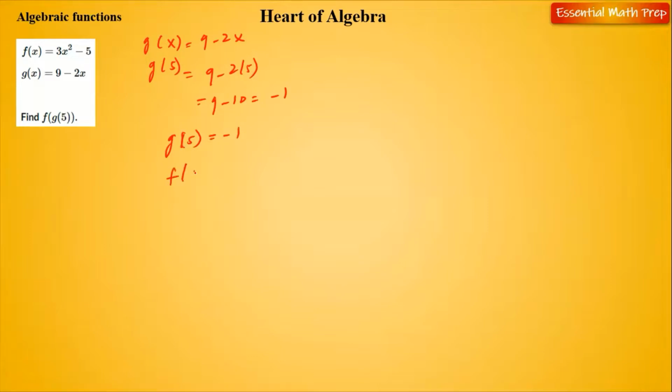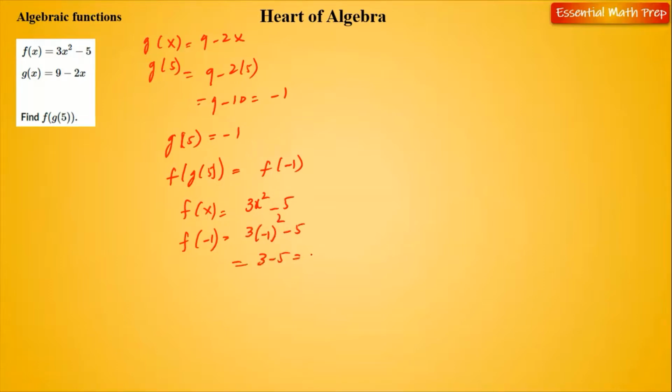So f of g of 5 would be f of negative 1, because we're substituting g of 5 with negative 1. F of x equals 3x squared minus 5. So f of negative 1 equals 3 times negative 1 squared minus 5. That's 3 minus 5 equals negative 2. Very simple, isn't it?